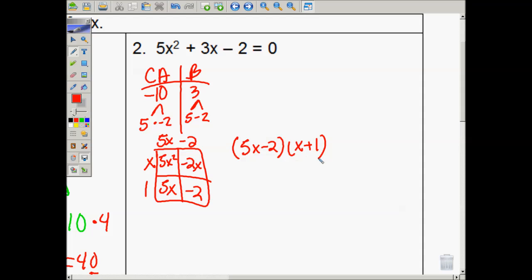Are we all comfortable with CAB? No. Okay, why are you not comfortable with CAB? Because it's confusing. Okay, if you're uncomfortable with CAB, you can always use the quadratic formula. It's too long, it's a longer process. You can also plug it into a calculator.